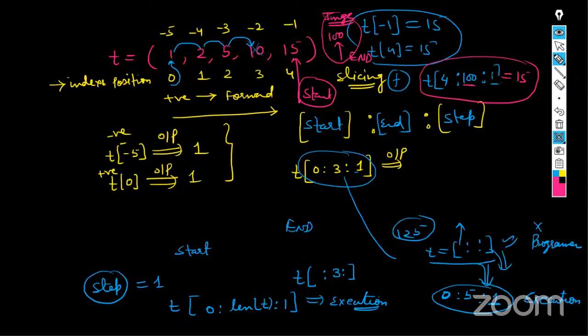Actually, you are saying that the starting address of a tuple or list can be found by the id function. But I want to know. Just a minute.